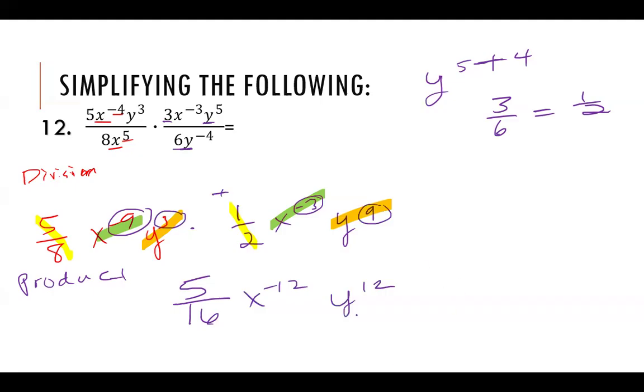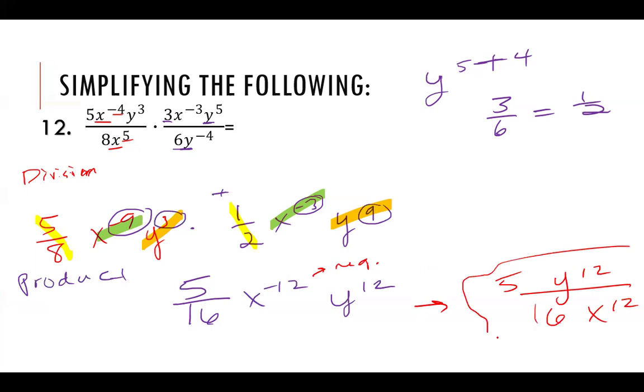What is the last rule that I'm going to apply here? Definition of a negative number. I have to use the negative rule, which leads me to 5 being in the numerator and y to the 12 being in the numerator. But in the denominator, I'm going to have 16 and x to the 12. And that is my answer.